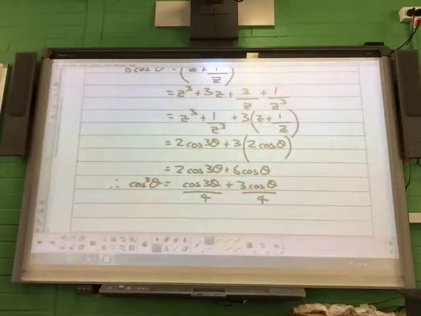So that's the application. You can do similar with sine and different powers as well. So I can go back to my original question when I had sine cubed, sine squared, cos squared and all that sort of stuff. I could use this result as well. Right, that's it. Any questions?